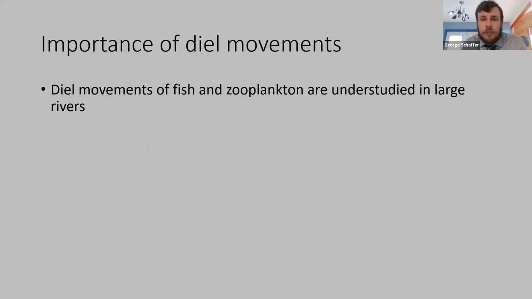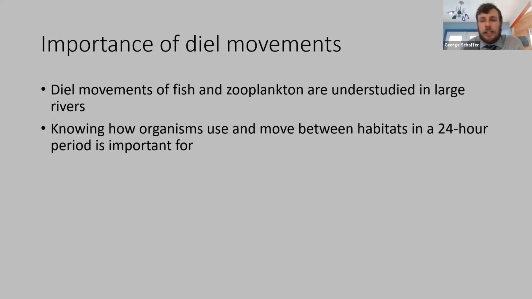So diel movements of fish and zooplankton are pretty understudied in large rivers, and understanding how these organisms use and move between habitats within a 24-hour period is important for a variety of reasons, such as management of invasive species. If you know where the fish or the invasive is located at a certain time of the day, you could increase harvest efforts at a particular location at that time to increase harvest.